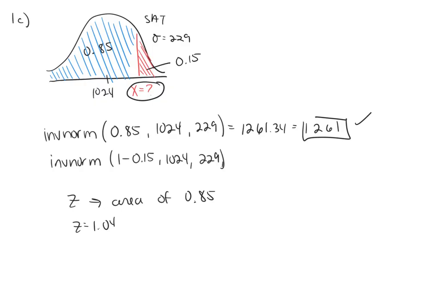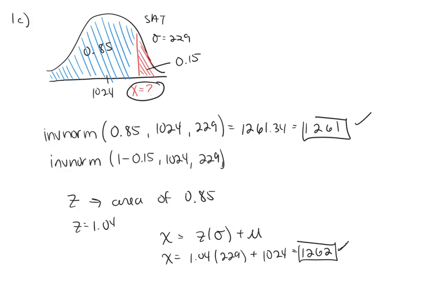And so then we can use that z-score and then use the formula x is equal to z times sigma plus mu. Making these substitutions, we can go ahead and multiply 1.04 times 229 and then add 1024, and that will also give us 1262, which is pretty close to what our calculator gave us. So any errors you get is just due to rounding.